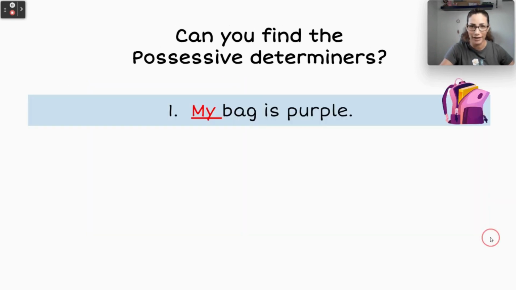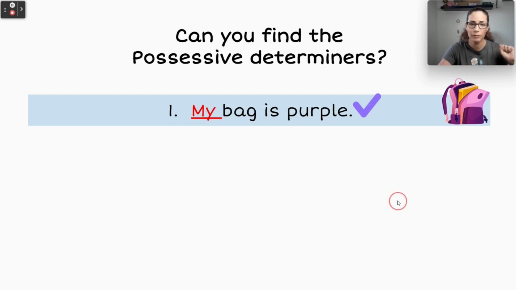So number 1, we had my bag is purple. Okay, my bag is purple. Whose bag? My bag. It's my bag. The bag belongs to me. It's mine. My bag. Okay. So my is the possessive determiner. So if you've got that right, give yourself a little check. If not, don't worry. Don't erase the wrong answer. Just make sure that you do put the correct answer somewhere so you can see where you made the mistake.